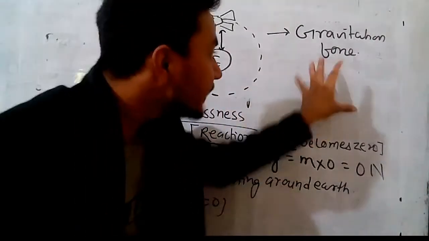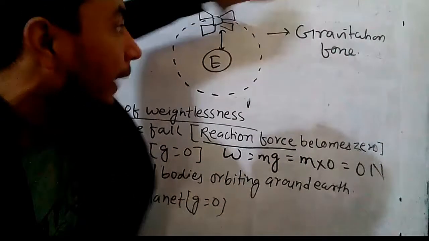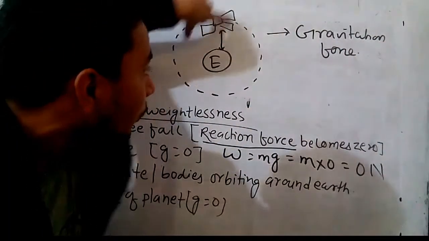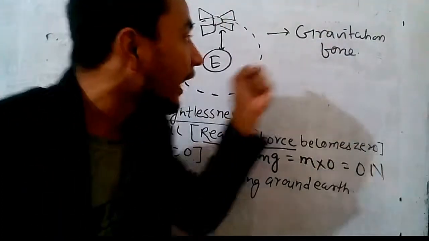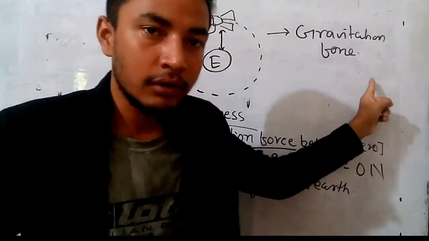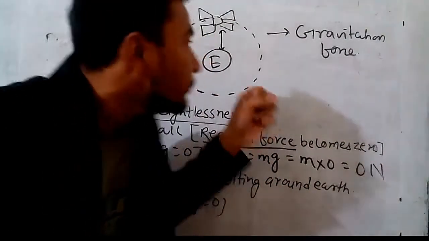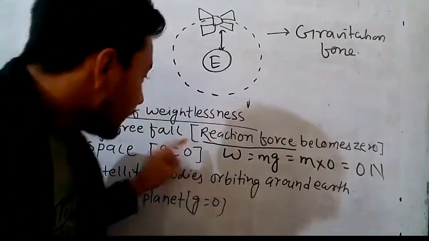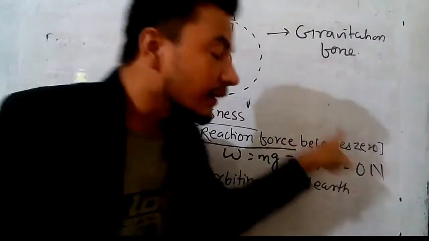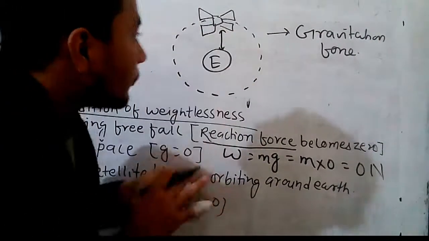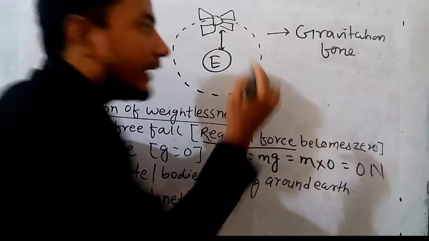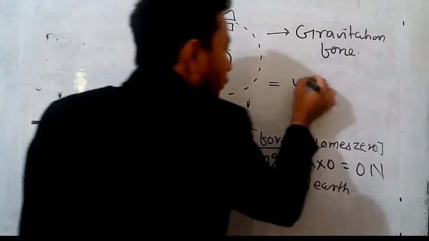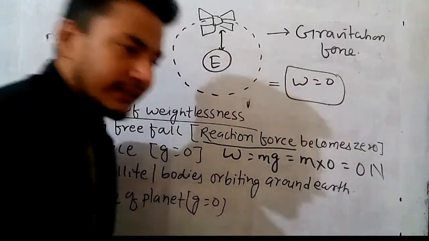So in that case, the centripetal force is balanced by the centrifugal force. So centripetal force and centrifugal force are balanced by gravitational force. In that case, any object present inside the satellite feels free, and the reaction force becomes zero. The body inside the satellite feels that it is not being attracted by any force. So weight equals what? Zero.